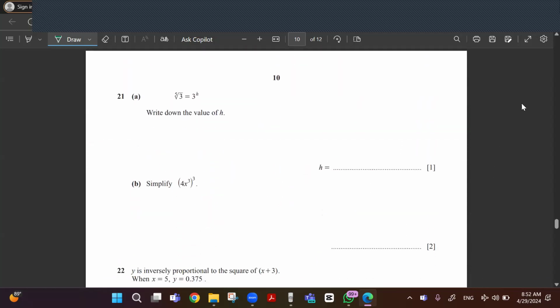Question 21. He's telling me that the fifth root of 3 equals 3 power h. I'm going to write it like this: the fifth root of 3 equals 3 power h. How to make this root into a radical root? So what here on the right divided by what on the left? So 3 power 1 over 5 equals 3 power h. From here, as you see, if the base equals the base, I can say also that the power equals the power. So from here, h equals 1 over 5.